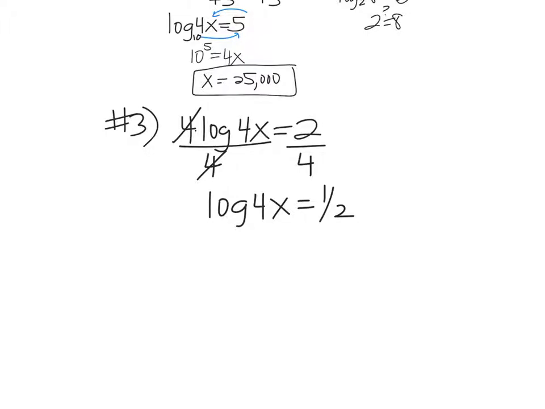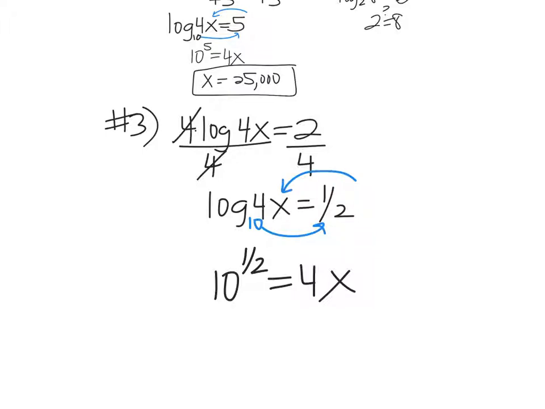All right, don't get stuck right here. Here's where people get stuck. They get confused, like, where do I go now? How do I get rid of that log? Write it in its exponential form. What would this look like in its exponential form? 10 to the 1/2 equals 4x. Perfect. All right, so there's this 10 here to the 1/2 equals 4x.